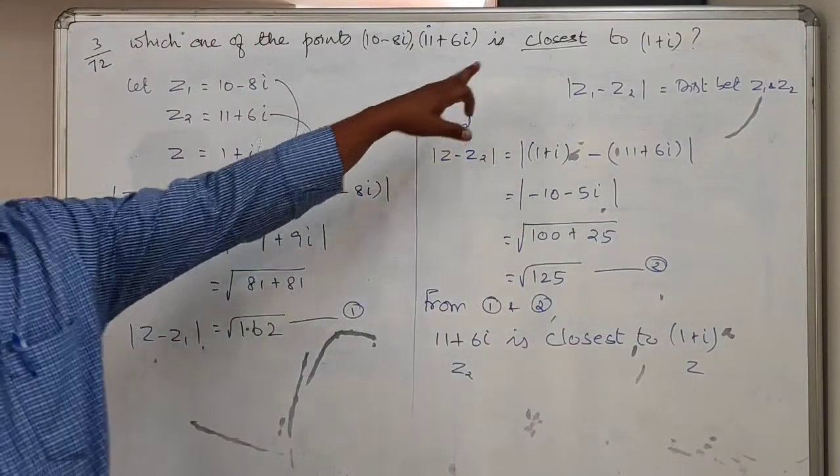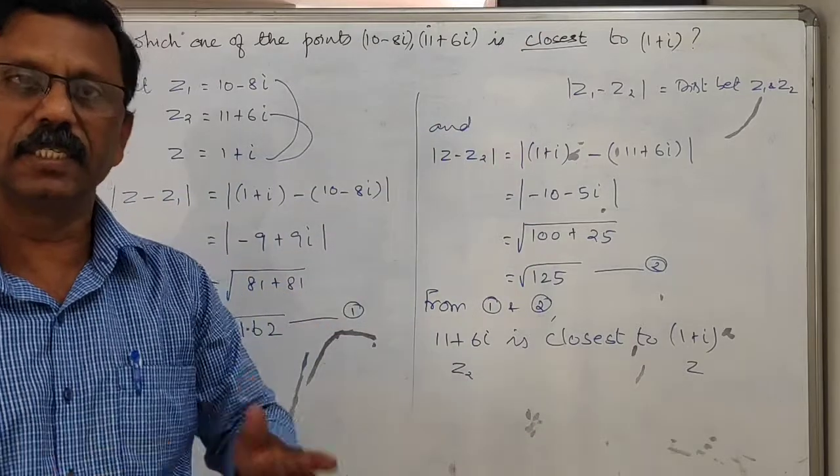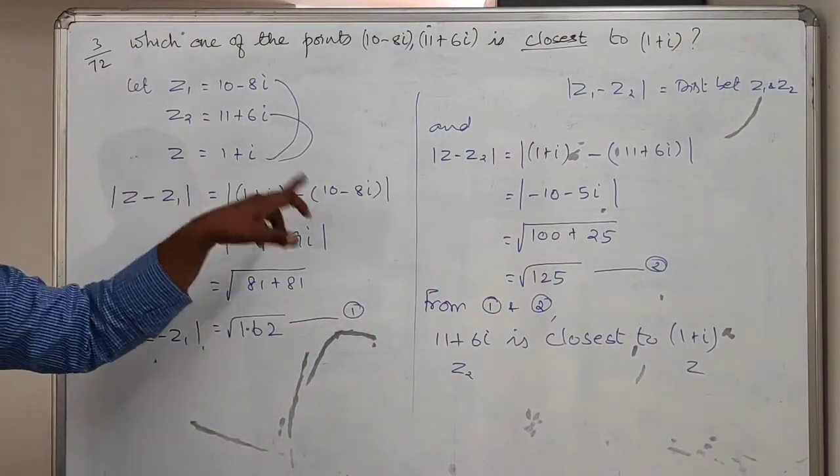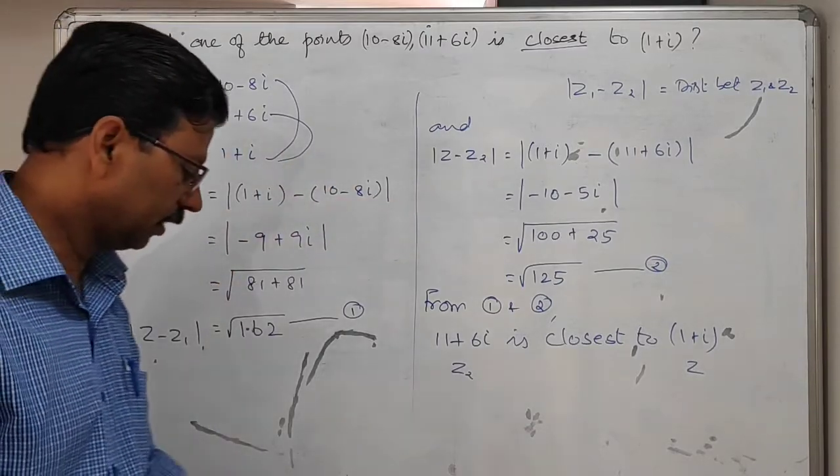Like we say, sometimes instead of closest, they may be asking what farthest. Farthest means you have to choose this one, which is Z1 is farthest from what? Z, like this you can say. Okay, now let us see the next problem.